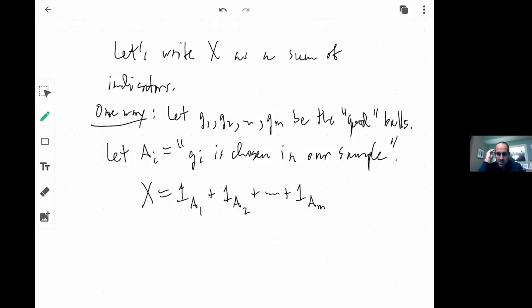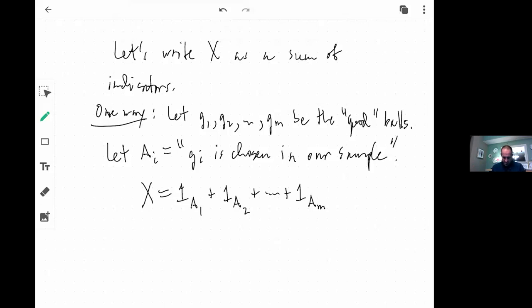The indicator of A1 is saying, was the first good ball chosen? And the indicator of A2 is saying, was the second good ball chosen? And this thing is literally going to count the number of good balls that were actually chosen. Okay, so that is interesting stuff.